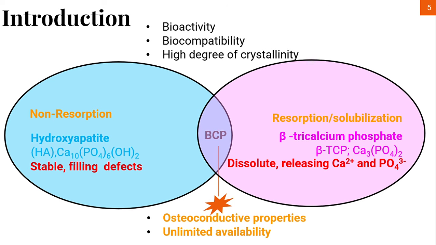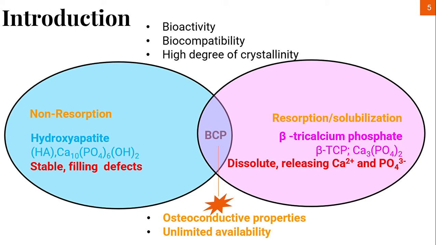There are many materials used to repair these injuries. Among them, there are 2 distinct compounds, hydroxyapatite and beta-tricalcium phosphate. They both have bioactivity, biocompatibility, and a high degree of viscosity. For those reasons, they have osteoconductive properties, which means they can elicit bone repair.